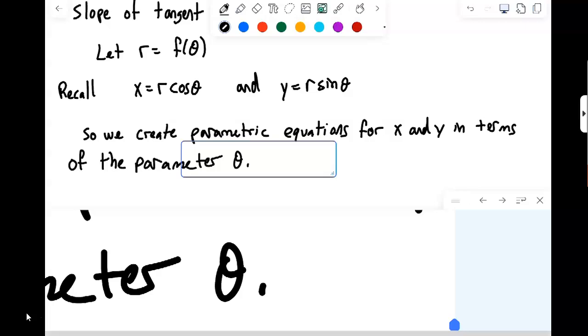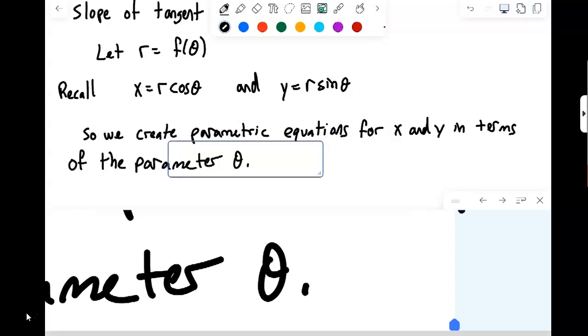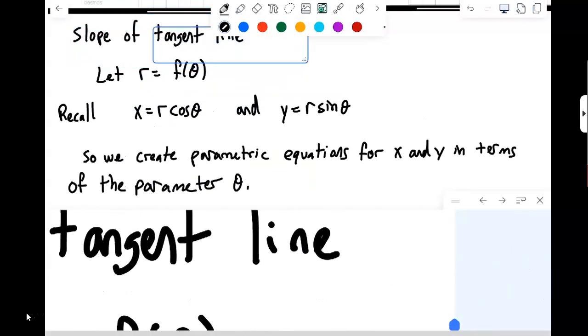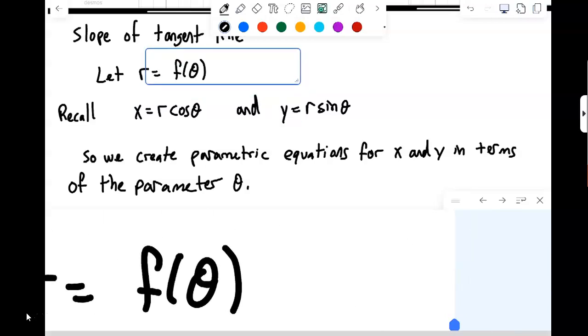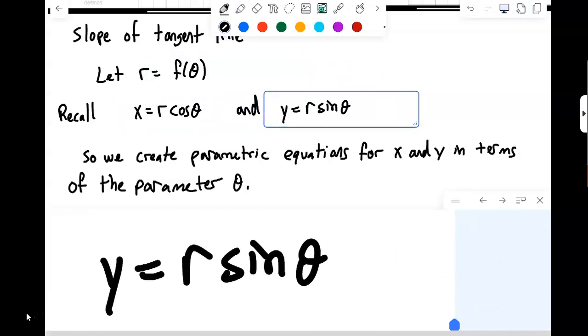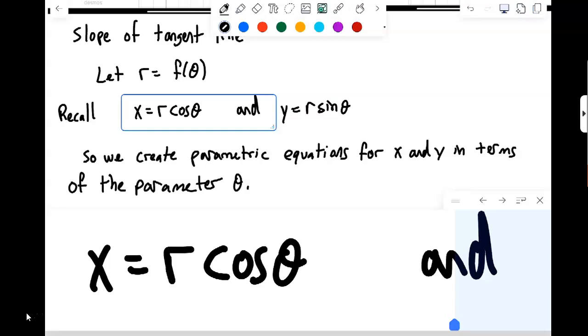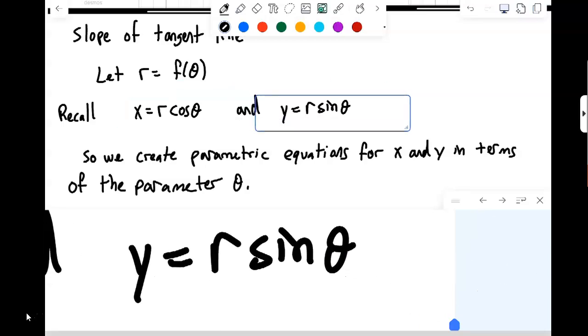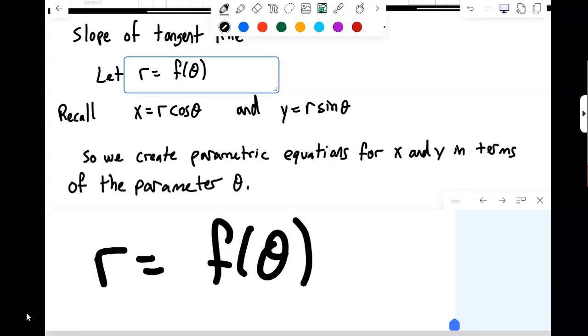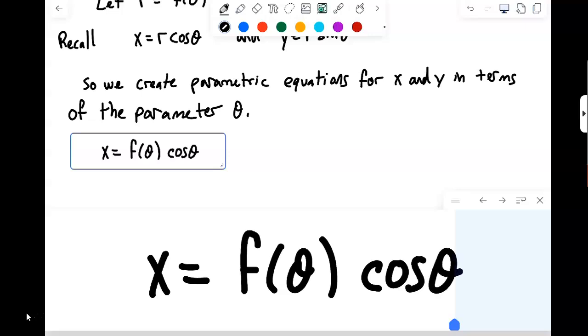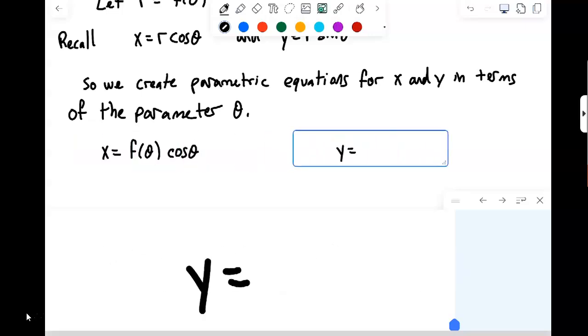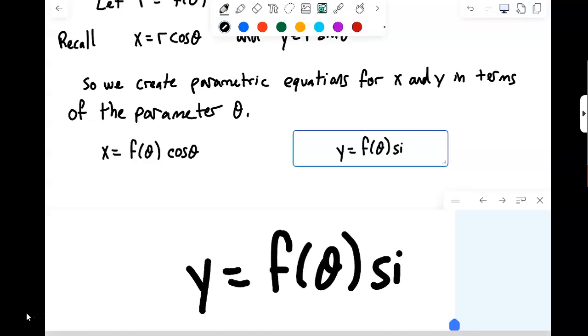And so that's one of the reasons we even took time to talk about parametric equations, because we can use them now to find the slope of a polar curve. A polar curve can be parametrized into rectangular coordinates using x equals r cosine theta, y equals r sine theta, where r is some function of theta. So x is equal to f of theta cosine theta, and y is equal to f of theta sine theta.